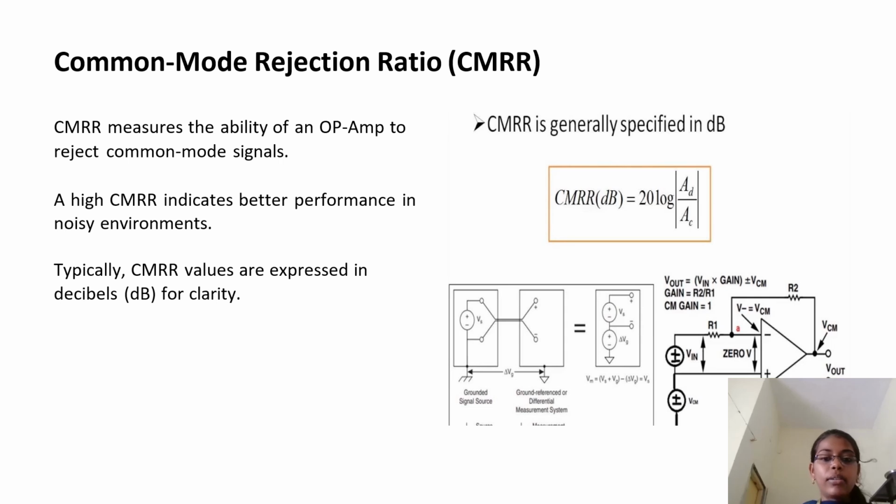Common mode rejection ratio. CMRR measures the ability of an op amp to reject common mode signals. A high CMRR indicates better performance in noisy environments. Typically, CMRR values are expressed in decibels for clarity. Here CMRR is generally specified in dB.